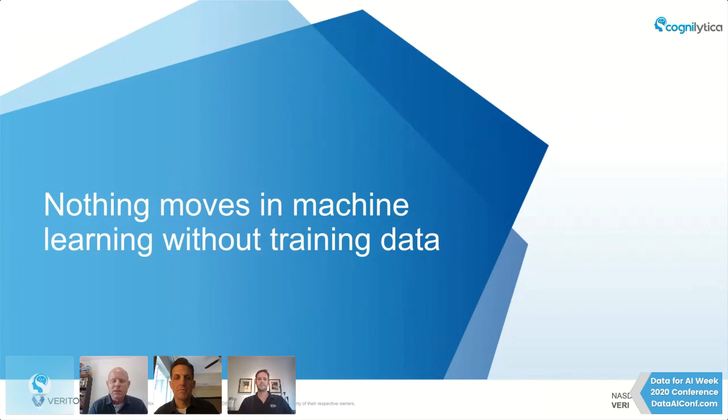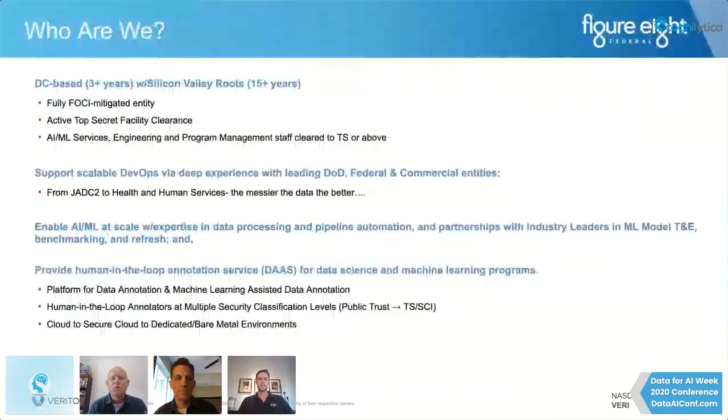So if we go into the next slide, who are we? Who's Figure 8 Federal? So really quickly, Figure 8 Federal is a DC-based company, but we have Silicon Valley roots. We've been working in the DC area for about 3 years, but we've been working in Silicon Valley for 15 plus years. We're a company that has a facility clearance. We work on DoD and intelligence community programs. It's certainly a core part of what we do. It's not only what we do, but it's definitely our foray into the government space.